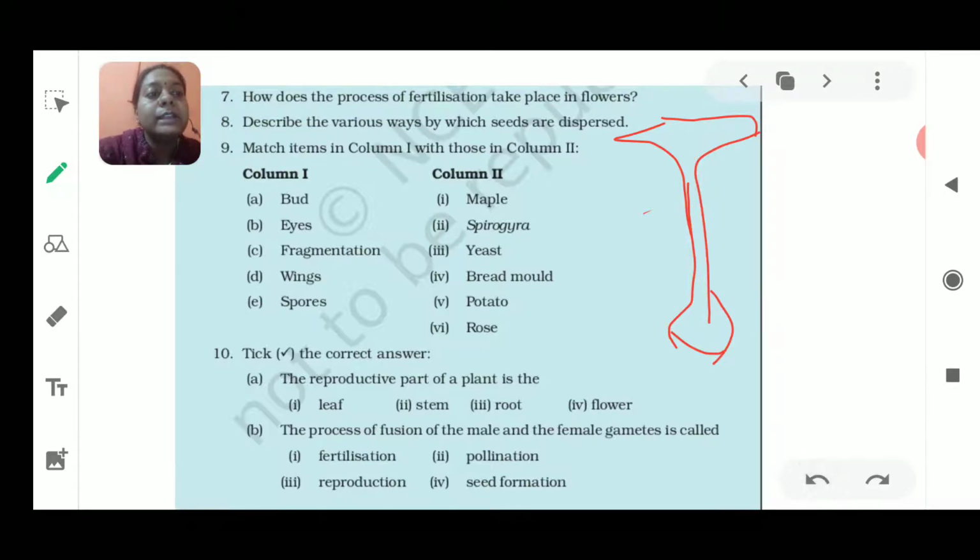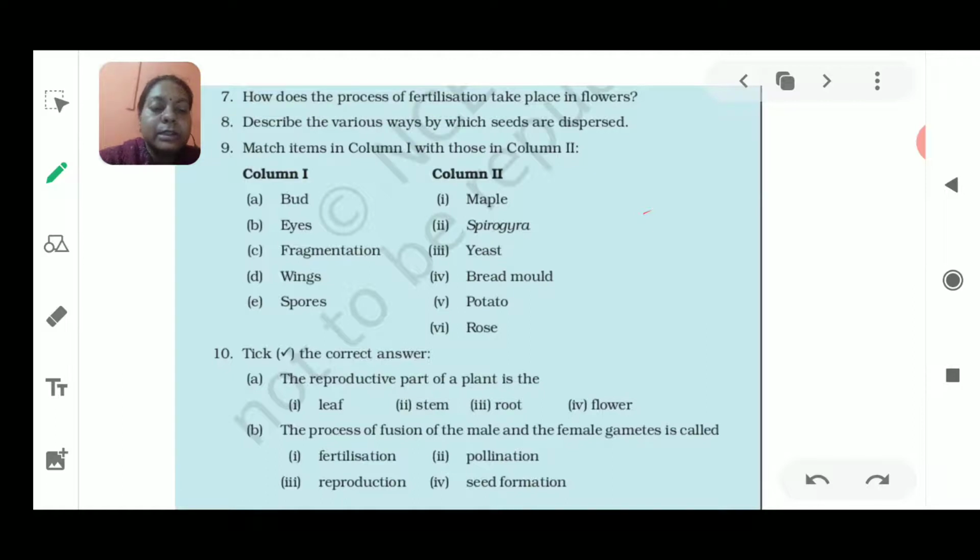So you will write this down in detail like this: one, the pollen grain is going to spread on the stigma. Then what happens? It develops a pollen tube. This pollen grain germinates and forms a pollen tube. This pollen tube moves inside the style and reaches the ovary where the ovule is present.